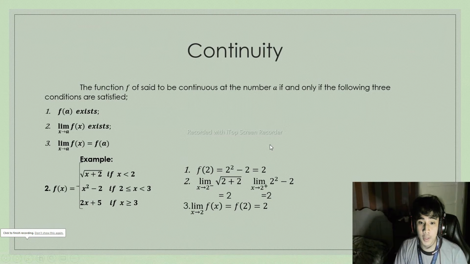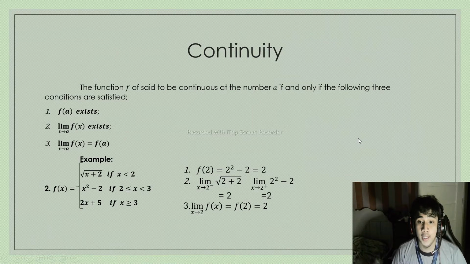So dito naman tayo sa continuity. The function f is said to be continuous at the number a if and only if the following three conditions are satisfied. Number 1, the first condition, f of a should exist. Secondly, the limit of f of x as x approaches a exists also. And third and lastly, the limit of f of x as x approaches a should be equal to f of a. So let's have an example right here.